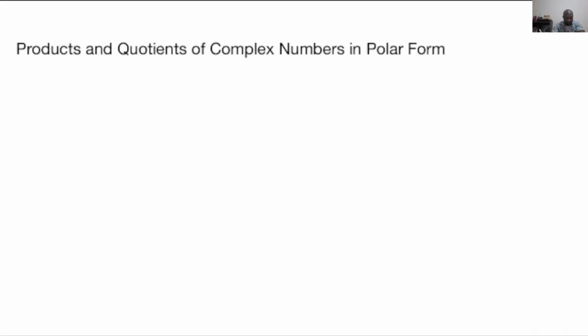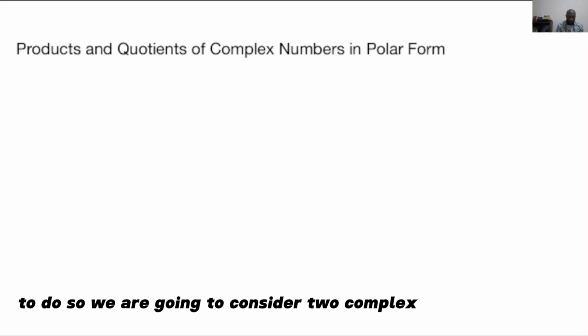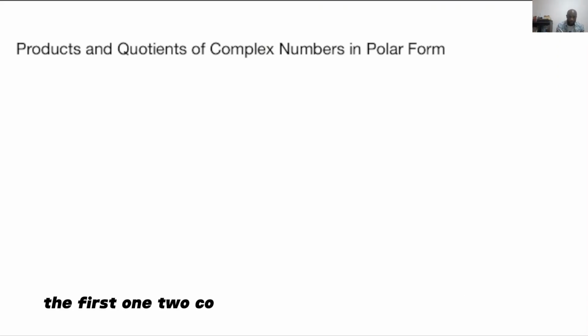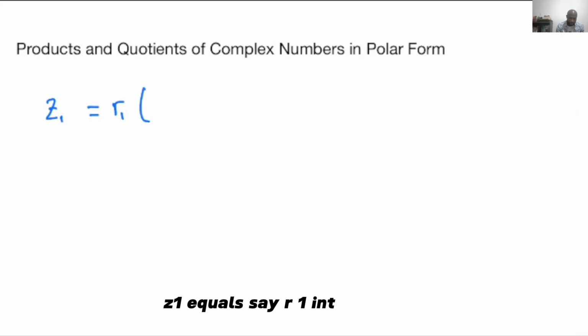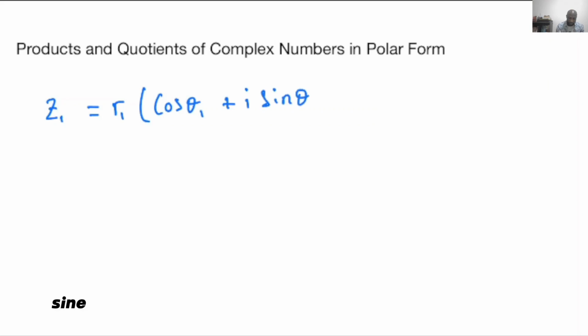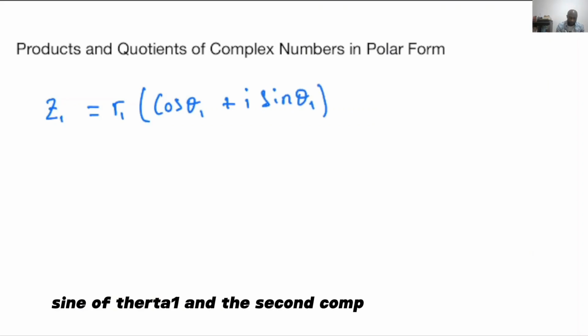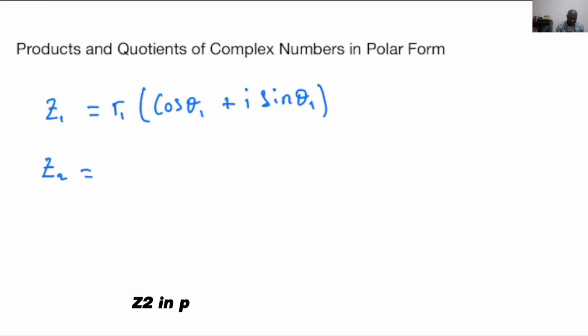In this video, let's talk about products and quotients of complex numbers in polar form. To do so, we are going to consider two complex numbers in polar form. The first one, z1 equals r1 into cos of theta 1 plus i sine of theta 1. And the second complex number, z2 in polar form, is r2 into cos of theta 2 plus i sine of theta 2.